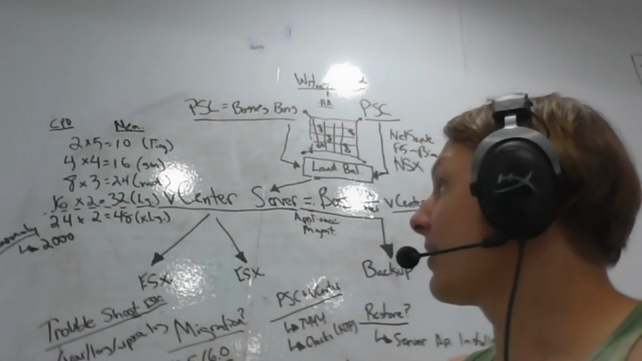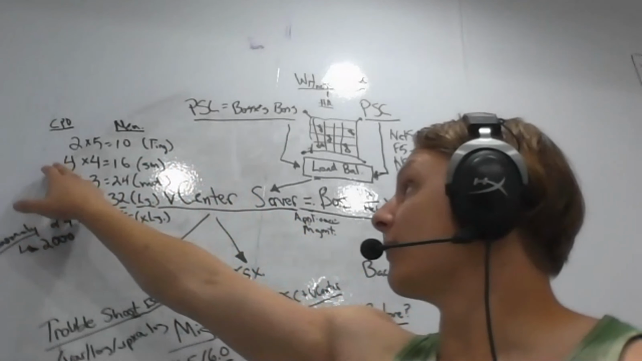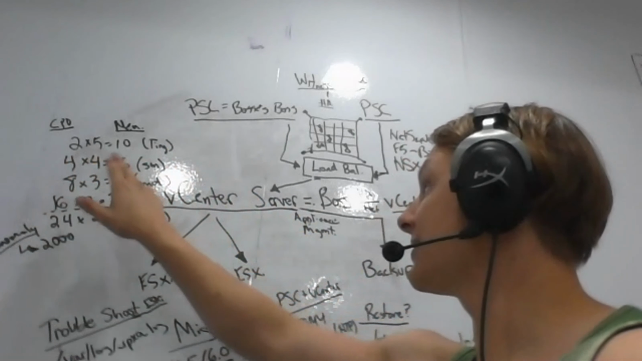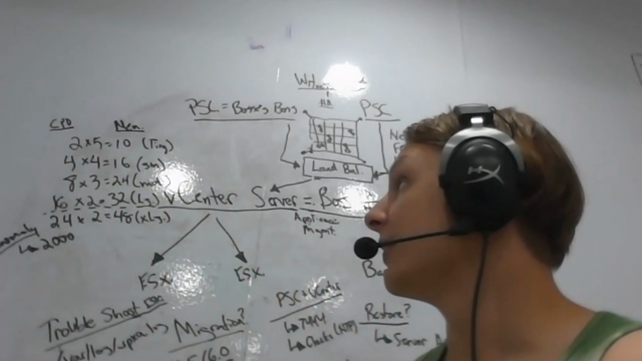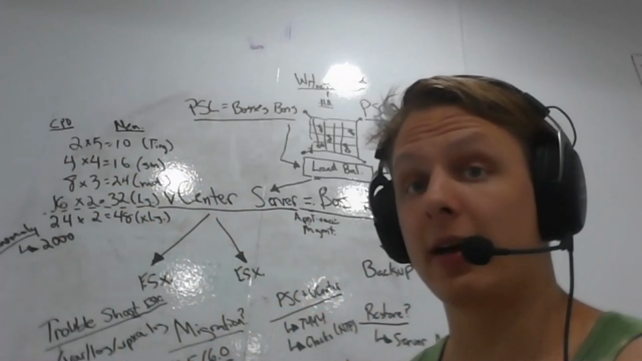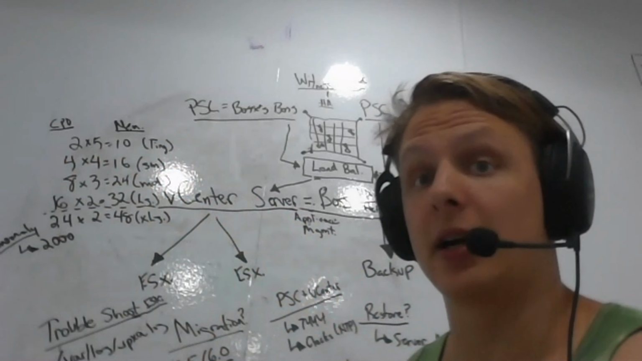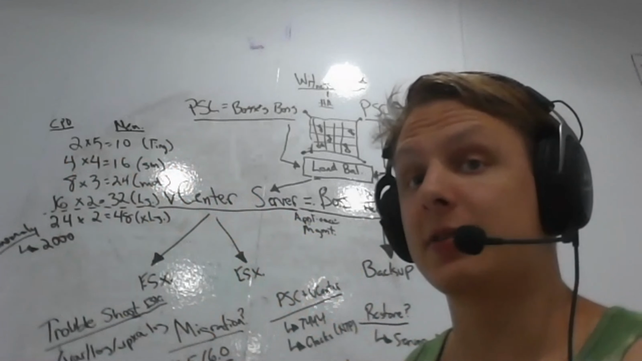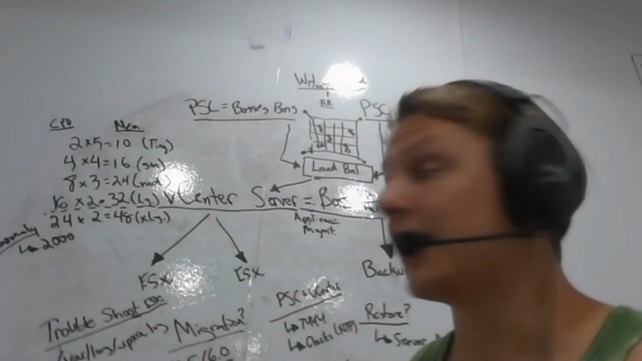So in a small environment, you have 4 CPU and 16 gigs of memory. Okay, start with 2 and 10, work your way up. You should be good there. That is a good way to remember that, in my opinion.